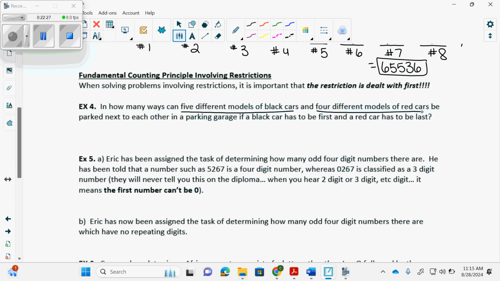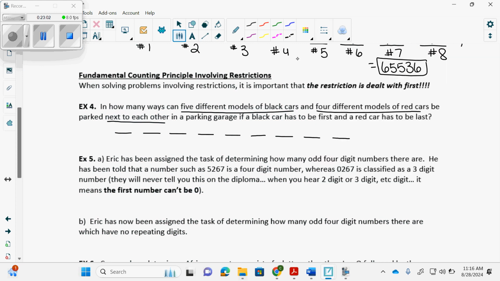So here it says, they're parked next to each other in a parking garage. So guys, how many parking spots are there? 5. How many cars are there? 9. How many parking spots do I need if I want to park them next to each other? 9, right? So how many parts are there to this parking garage? 9 blanks. We agree? Where we're going to put a car in each. Yeah? Okay. 1, 2, 3, 4, 5, 6, 7, 8, 9.